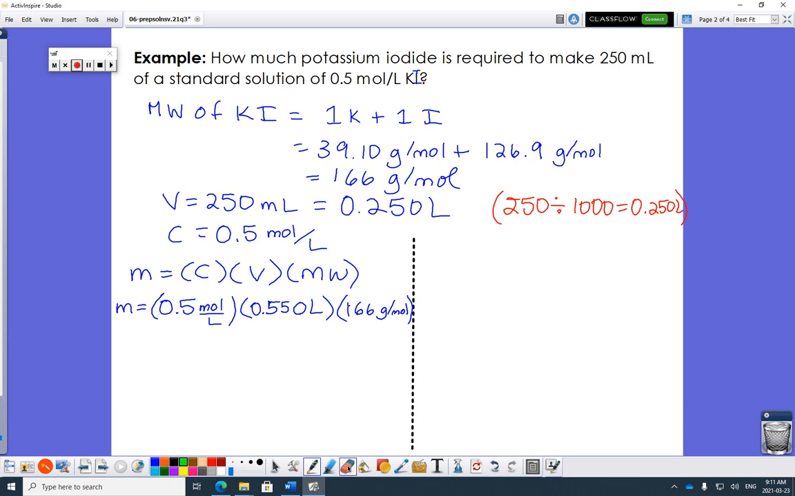I wrote it up there, right? Yes, okay. So now if you are a dimensional analysis kind of person, liter in the bottom, liter in the top, they cancel. Mole in the top, mole in the bottom, they cancel. And we're left with grams, which is what we want.